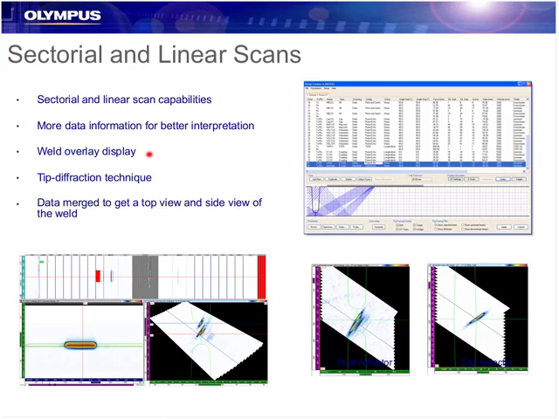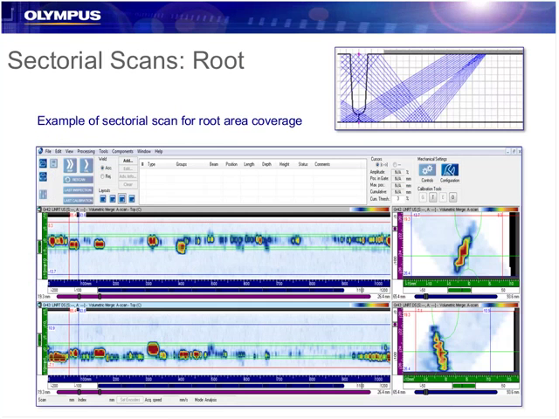We get the weld overlay display if we have things like high-low, root reflectors, cap reflectors. Going to these channels can give us extra information to be able to make the right analysis. So we'll look at that in a little bit more detail in the next few slides.